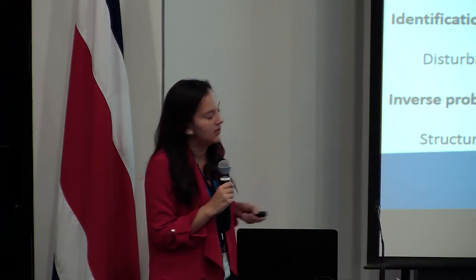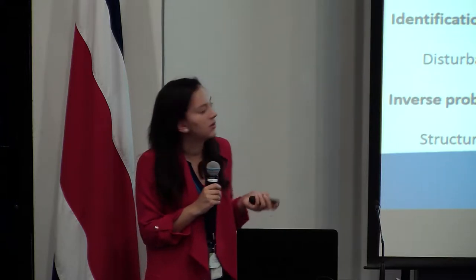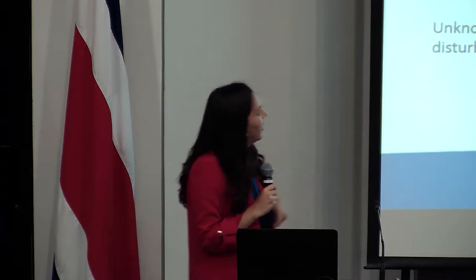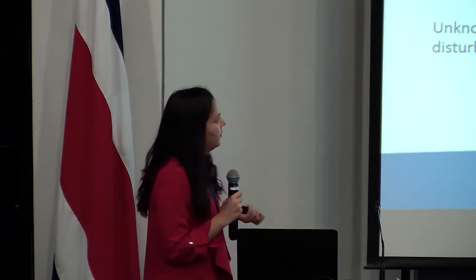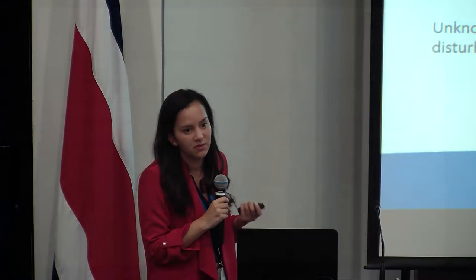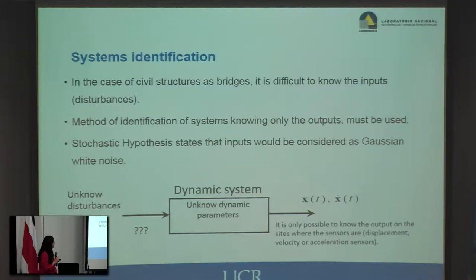This image here represents a dynamic system. There are disturbances, the structural system, in our case the bridge, and the response parameters that can be displacements, velocities, or accelerations. In the case of civil structures such as bridges, it is difficult to know the inputs, so a method of system identification knowing only the outputs must be used. The stochastic hypothesis states that inputs will be considered as Gaussian white noise. So this is the system that we have: unknown disturbances, unknown dynamic parameters, and it is only possible to know the responses in the places where the sensors are.